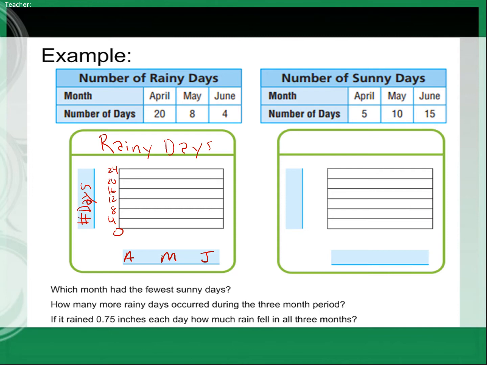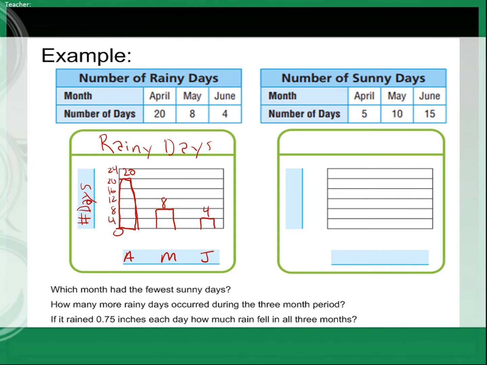So April had 20 days, so all the way to here. May had 8 days. And June had 4 days.